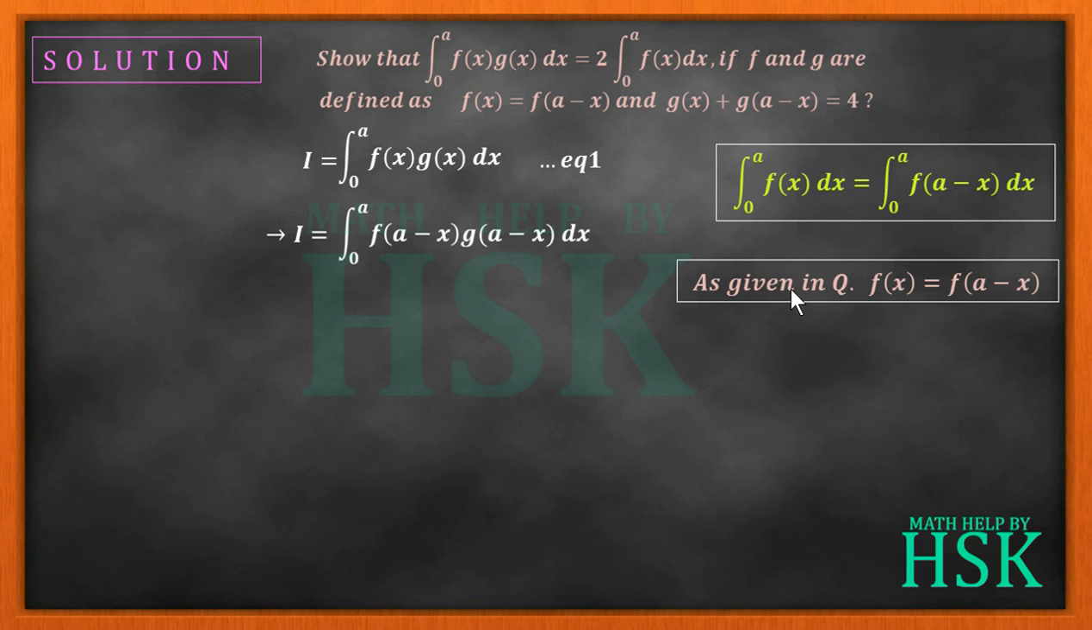Now, as it is given in this question that f of x is equal to f of a minus x, I'm going to quickly replace f of a minus x with f of x. So I get I as equal to the integral of f of x into g of a minus x dx from the limit 0 to a. Okay, and I mark this as equation number 2. Now I'm going to add both these equations 1 and 2.